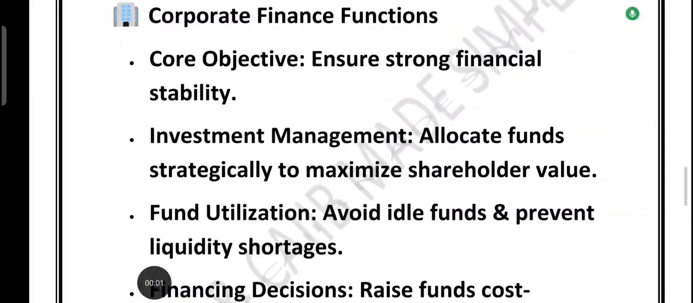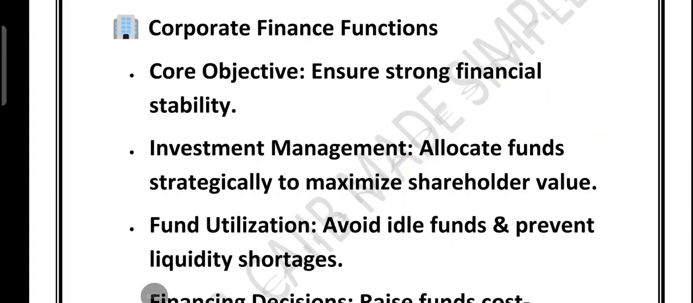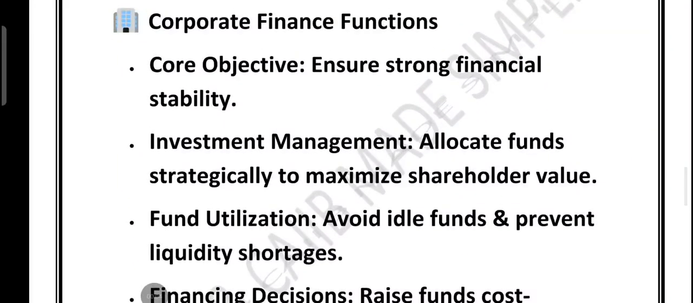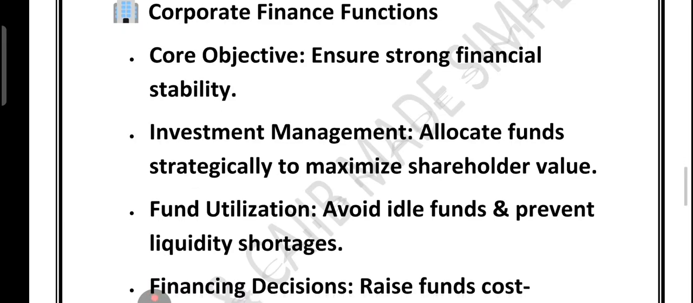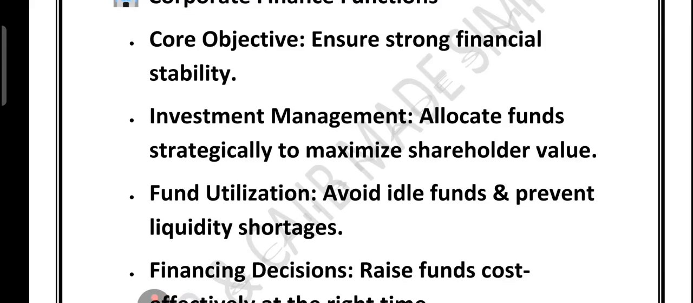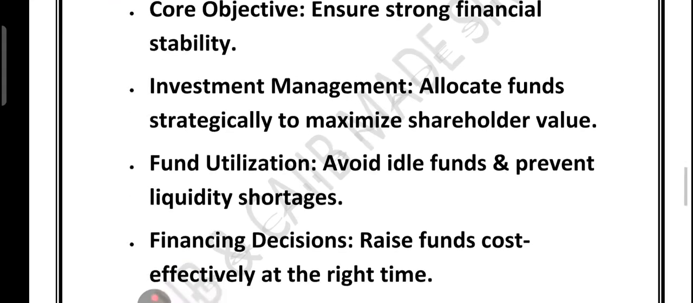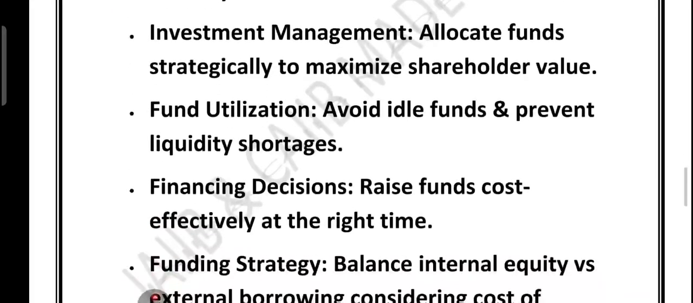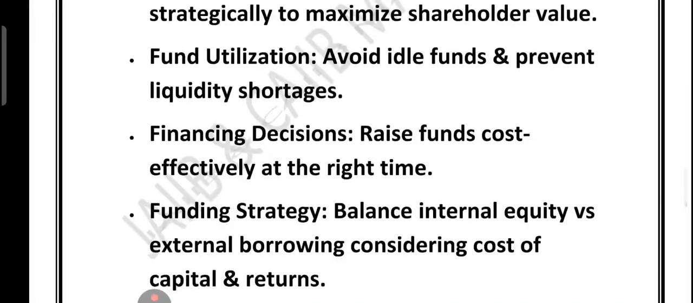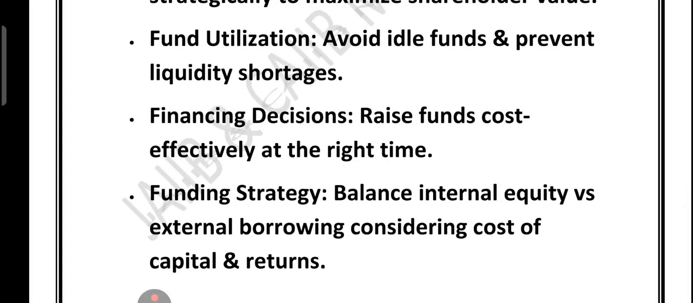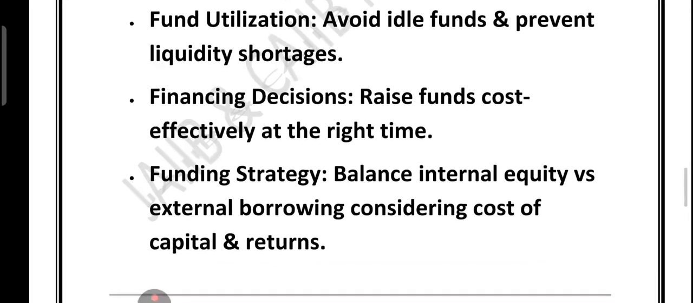Friends, we will break down what is the meaning of corporate finance function and treasury management. So corporate finance ensures that the company has a strong financial stability, right? And one more point is the investment management, which means they allocate funds strategically to maximize the shareholder value. If we talk about fund utilization, they avoid any idle fund, they prevent liquidity shortage. We are talking about corporate finance, right? And financing decision, we can raise funds cost effectively and at the right time.